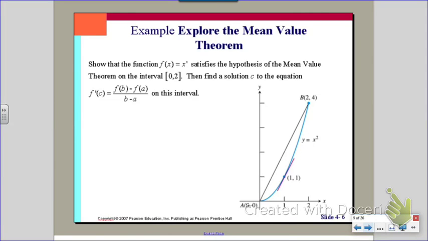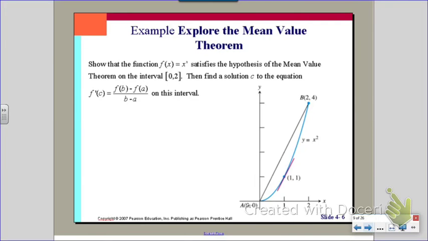Here's an example. Show that the function f of x equals x squared satisfies the hypothesis of the mean value theorem on the interval from 0 to 2. Then find a solution to the equation where the derivative f prime at c equals the secant slope, f of b minus f of a over b minus a, on this interval. The picture is to the right to show us what we're going to be looking for. Where do they have the same slope?